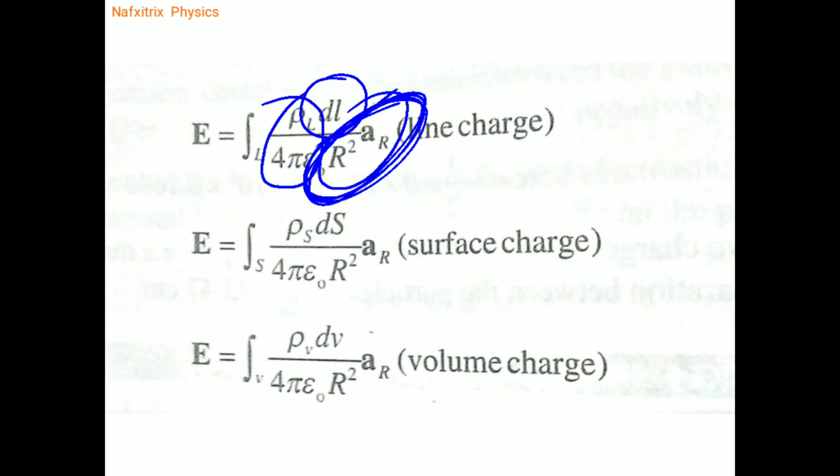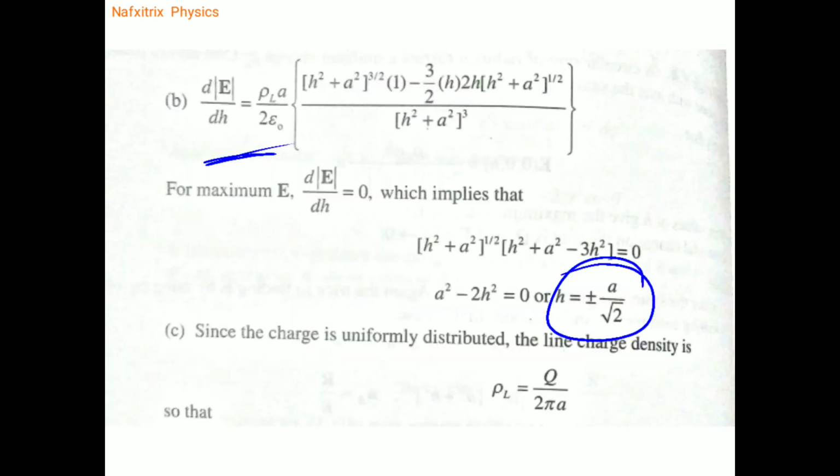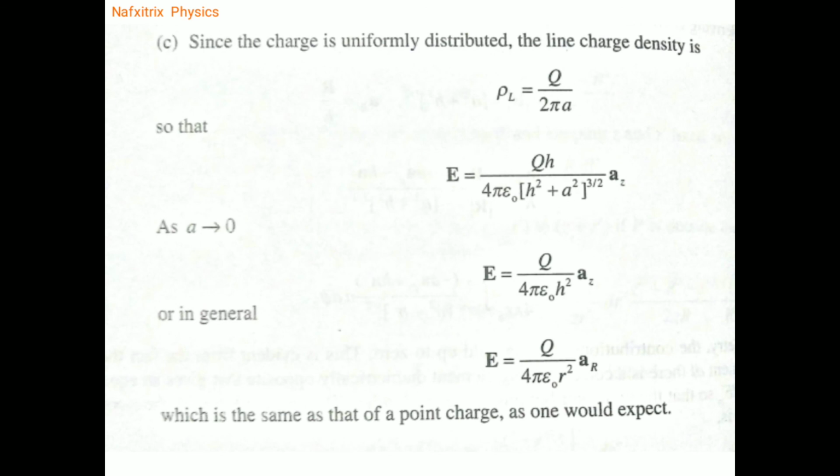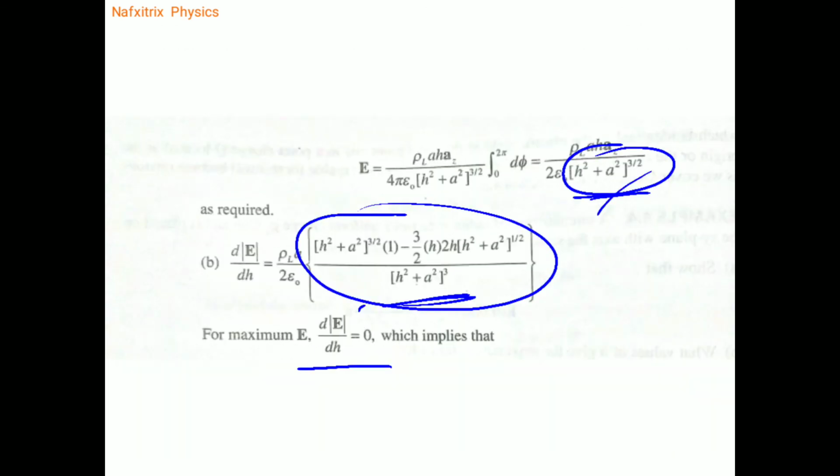So for that, we know that the charge per unit length is nothing but Q over the length. The entire ring has charge Q, and its length is 2 pi r, because it is a circular one. So the length of the ring is nothing but the circumference of the ring, 2 pi a, where a is the radius. So rho L is Q by 2 pi a.